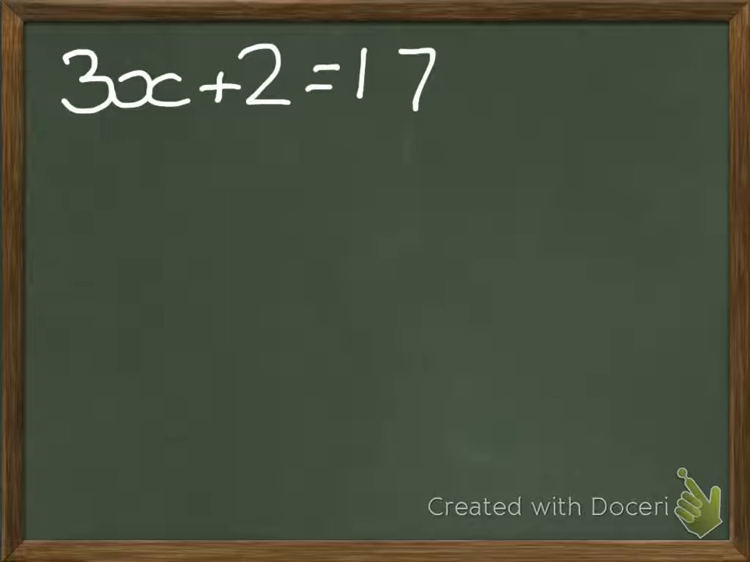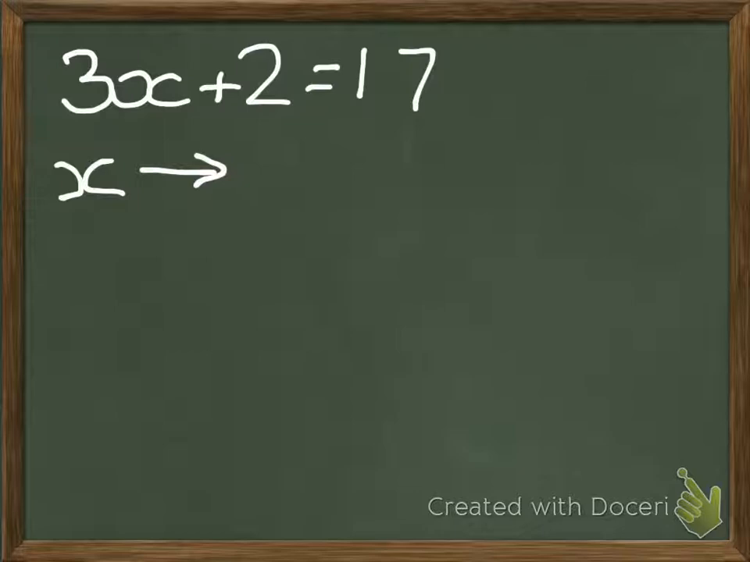So the first method is based around a flow diagram, so the idea that things happen step by step. What we're going to do is start with the x and think about what we do to that x as the equation progresses, and we need to use the rules of BIDMAS here. So that tells us brackets first, then indices, which are powers, division, multiplication, addition, and then subtraction.